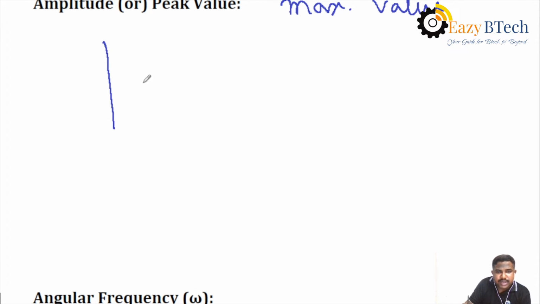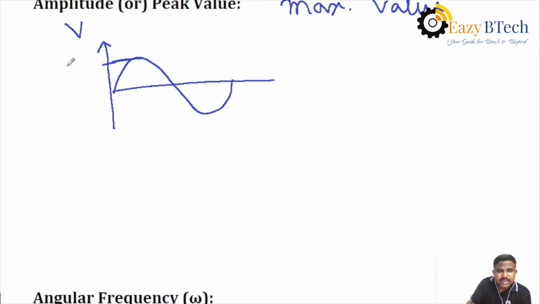For example, take a voltage waveform here. This is called the peak voltage, and you can denote it as Vm. For the negative cycle also there is a maximum value, which is shown as minus Vm. The magnitude of the maximum value is the same, but the sign changes. The positive peak is taken as plus Vm, and the negative peak is taken as minus Vm.